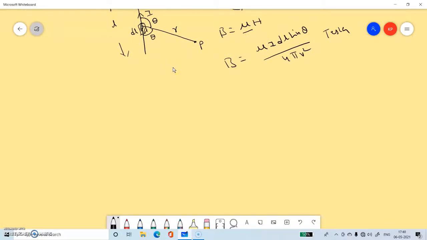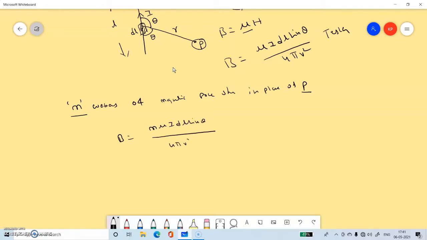This is the flux density which acts at point P, perpendicular to the plane of the paper. And if a magnetic pole strength of M Webers is placed at P, then the expression will become B is equal to M into mu into I into dl sine theta divided by 4 pi r square. We have just given some strength, M Webers, to this point P.